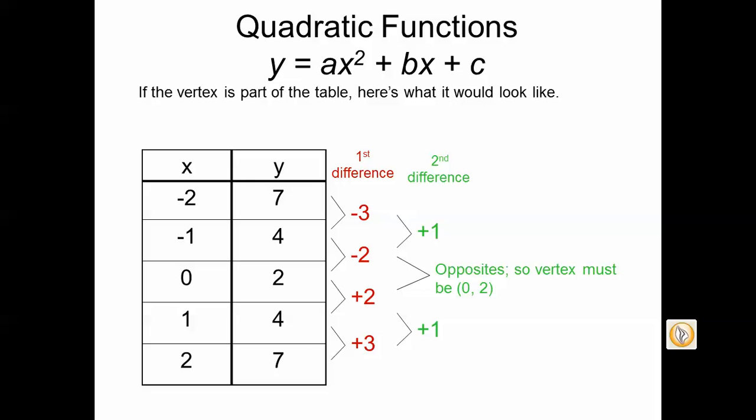If your vertex happens to be in your table, that middle point may not necessarily give you the same second difference. But these two values are the same, correct? So it tells me that the second difference is the same. You know that it is quadratic.